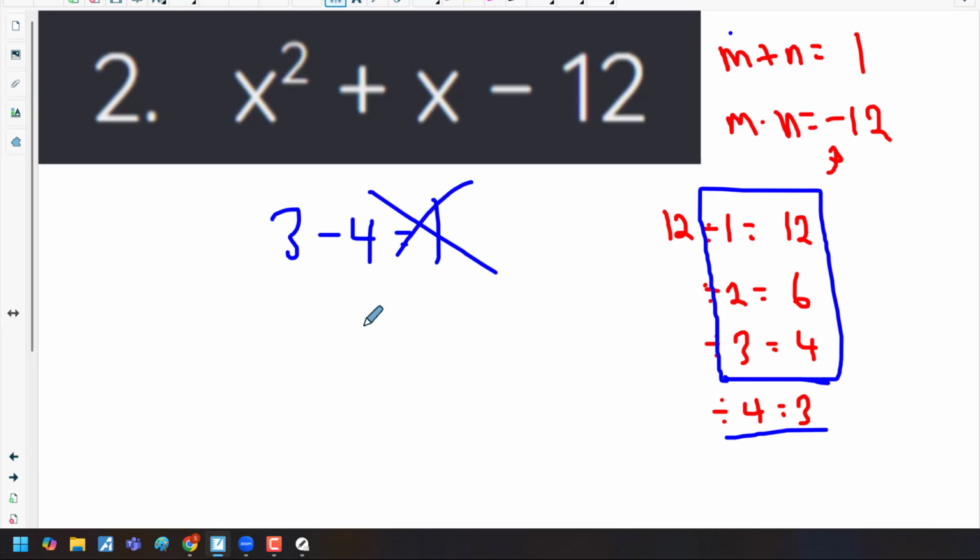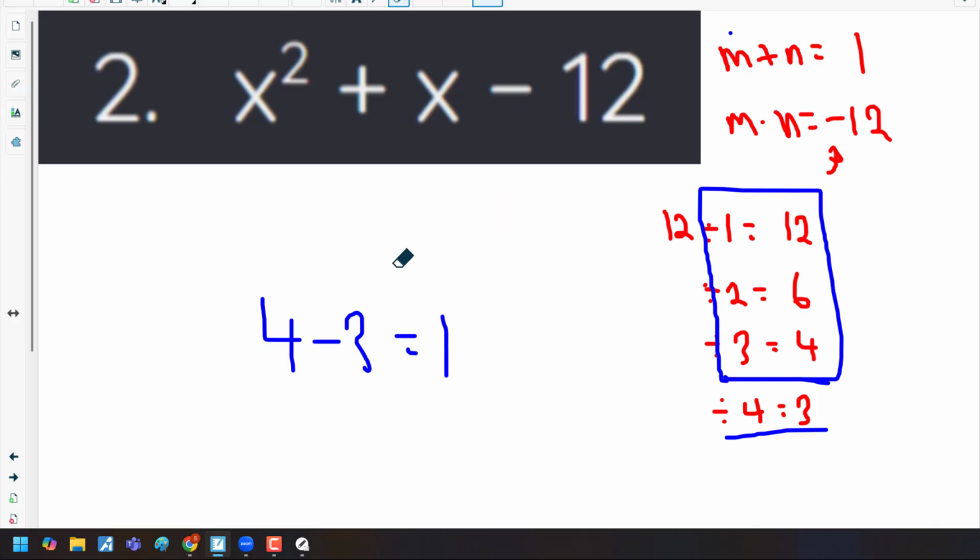It is not 1. 3 minus 4 is negative 1. So it's not 3 minus 4. What about 4 minus 3? Is that 1? And the answer is yes. 4 minus 3 is 1. And then 4 times minus 3 is negative 12. So 4 times negative 3 is negative 12.